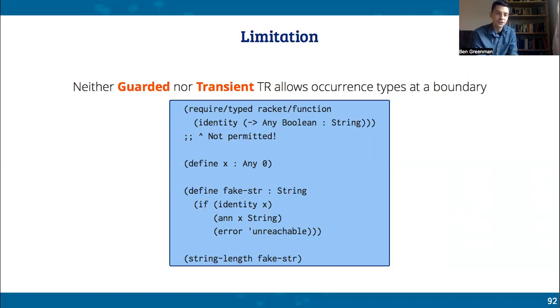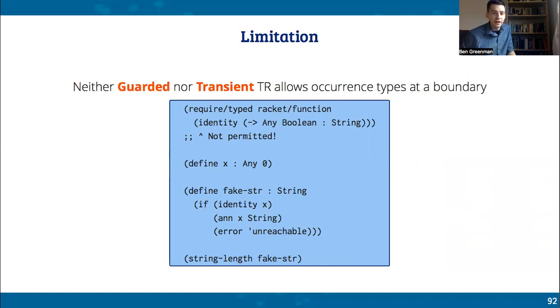Now, both guarded and transient have to reject it because they don't know how to enforce the occurrence type. And it's a big question of how we could allow this in the future, how we could enforce it and let a program like this run until a later point, until we're certain that it's going to have an error. With guarded, it's really not clear to me how we would do it. With transient, I think it can be done with a more sophisticated, flow-sensitive rewriting pass. So now let me step through the program.